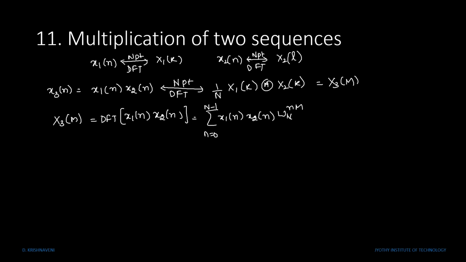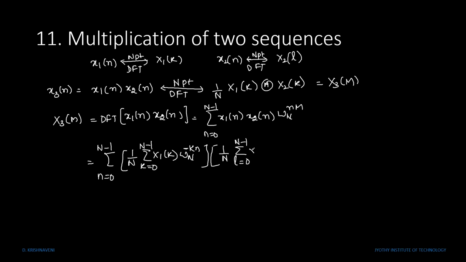Now x1 of n and x2 of n we will substitute with the IDFT formulas, because x1 of n is IDFT of X1 of k and x2 of n is IDFT of X2 of l. So we will have summation n is equal to 0 to N minus 1, x1 of n is IDFT of X1 of k, so 1 by N summation k equal to 0 to N minus 1 X1 of k W_N to the power of minus nk, into x2 of n is IDFT of X2 of l. See, we have used the variable l here. So 1 by N summation, here I'll write l is equal to 0 to N minus 1 X2 of l W_N to the power of minus nl, into W_N to the power of nm.